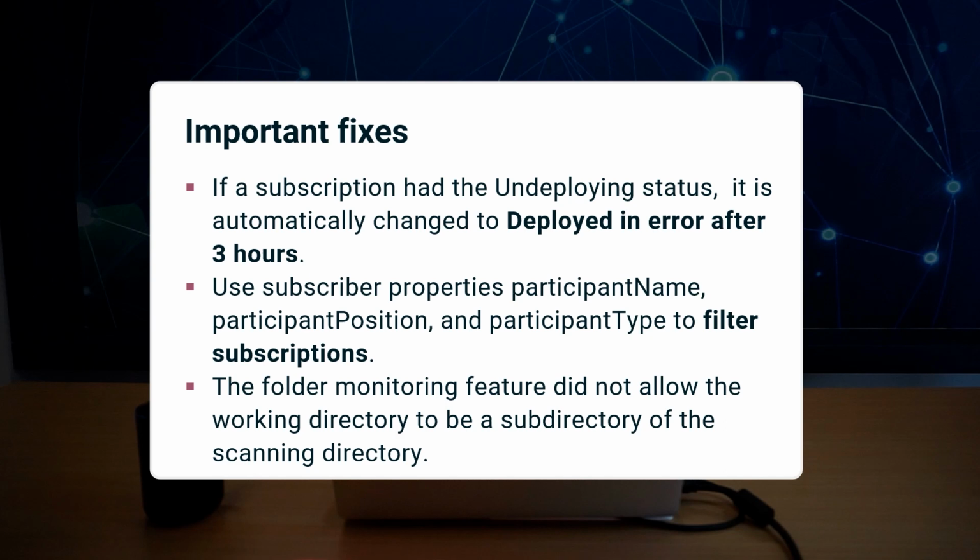The folder monitoring feature did not allow a configuration in which the working directory was a subdirectory of the scanning directory. This is now fixed. Flow Manager allows such a configuration only if the parameter scan subfolders is set to no. These are the most important fixes that were addressed in this release, and you can find a complete list of fixes and product enhancements in the release notes that can be found in the description below.